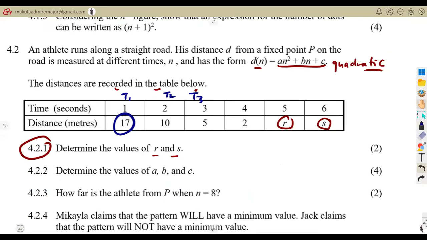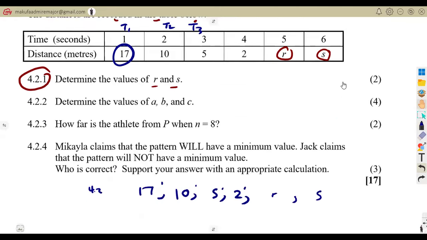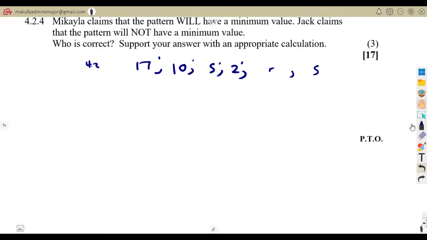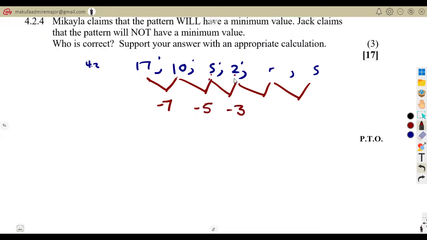So since we can see that it's a quadratic, because we already displayed an squared plus bn plus c, how are you going to obtain or simplify under a quadratic? Remember, there's a part of the first differences. Let's work with that. You were supposed to obtain the first difference, isn't it? 10 minus 17, which is minus 7. 5 minus 10, which is minus 5. 2 minus 5, then R minus 2, and S minus R, or you can just leave it like that.